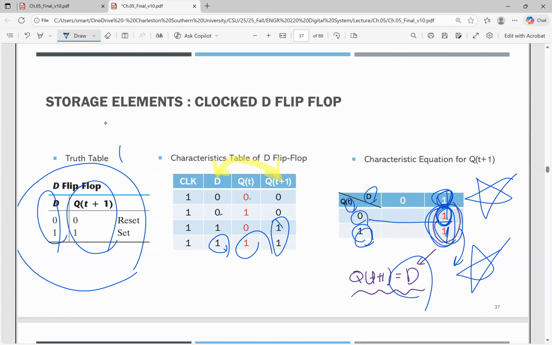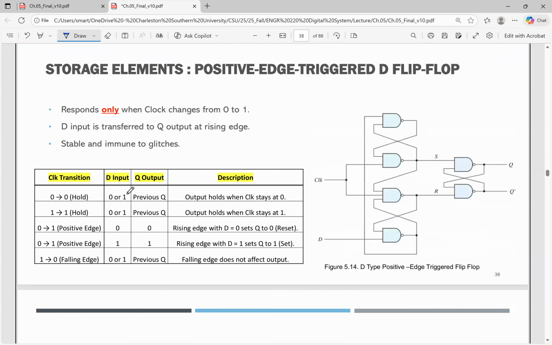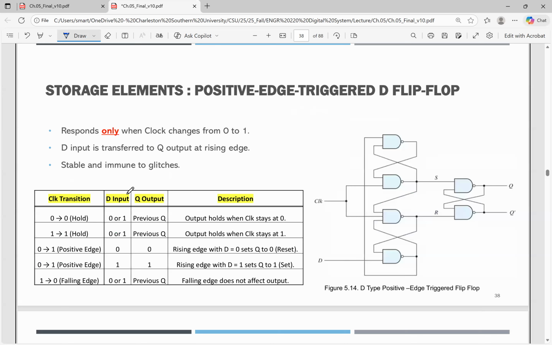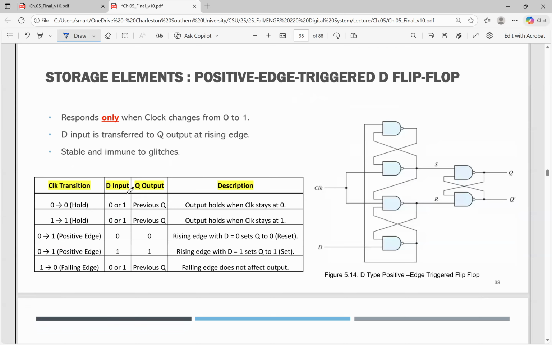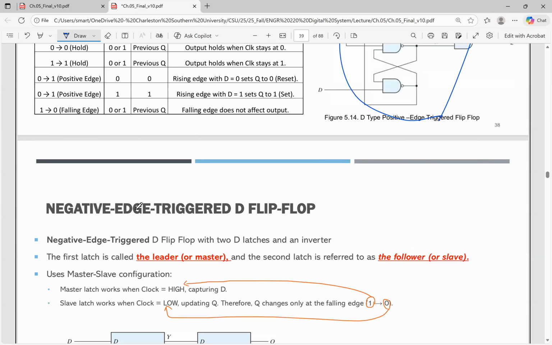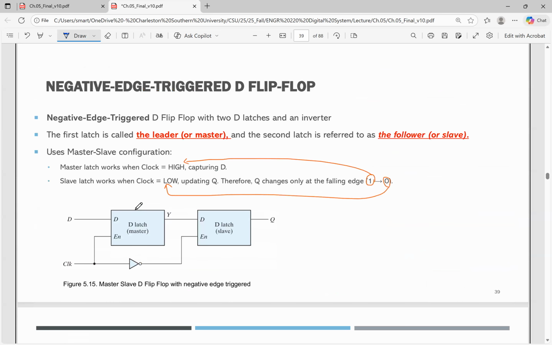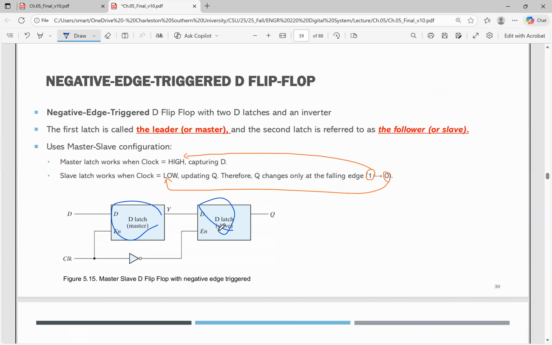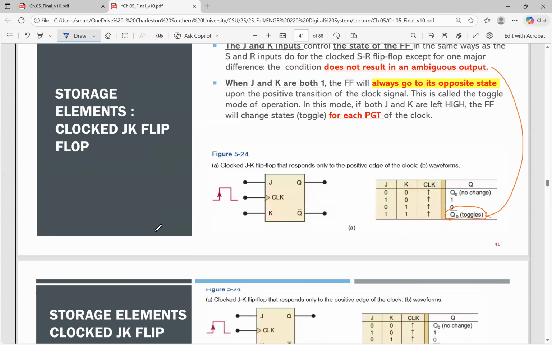Okay. All right. Now, storage elements. Okay. The positive edge trigger. This is another type to satisfy the condition to make a circuit. There are a lot of circuits we can make. Okay, so this is the negative edge trigger D flip-flop. We're going to learn about the master and slave, which depends on working two times. Okay. So please don't learn about it.